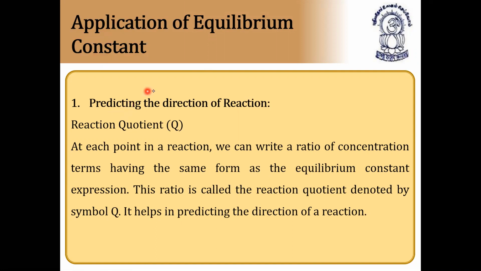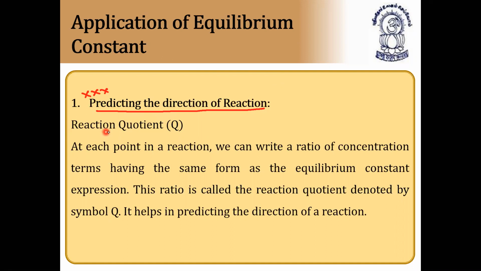The first application is very, very important. It helps in predicting the direction of reaction. How does it help? Whether the reaction is taking place in the forward direction or the backward direction, we can see by using the value of Kc, that is the equilibrium constant.